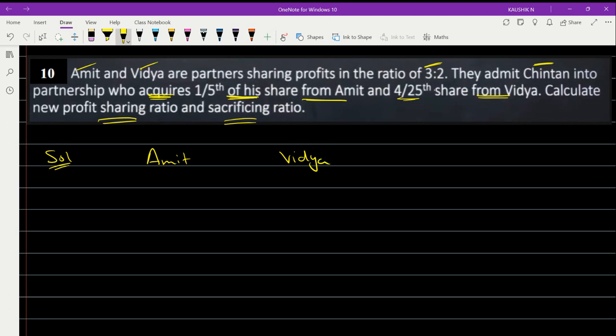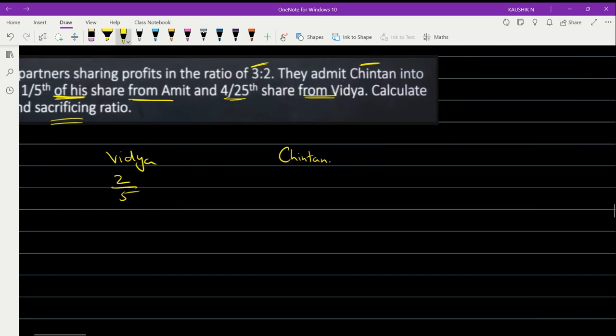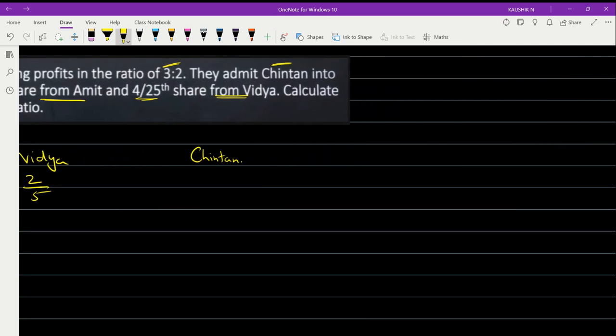What was the profit sharing ratio? 3 is to 2, so 3 by 5 and 2 by 5. Who is the new partner they are admitting? Chintan. We are not clear about Chintan's share of profit. So when nothing is known to us, let us assume it as X. Chintan has been admitted for some share of profit that is not known to us. Let us have it as X.